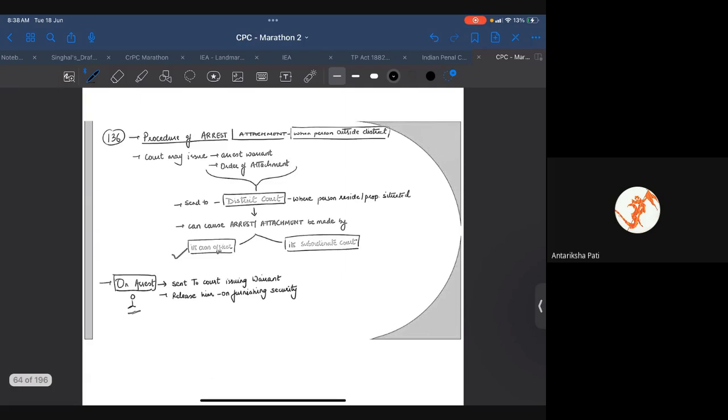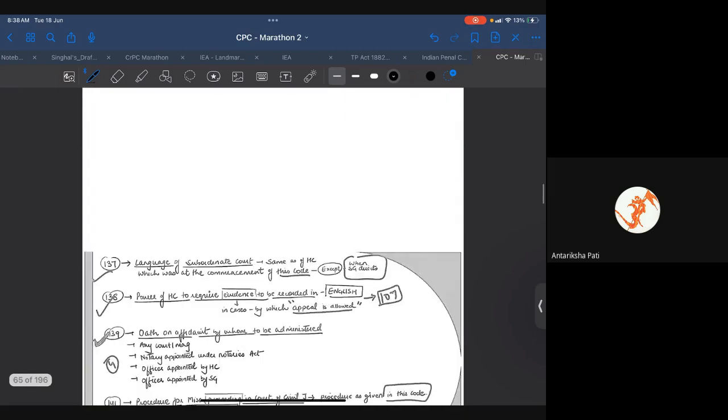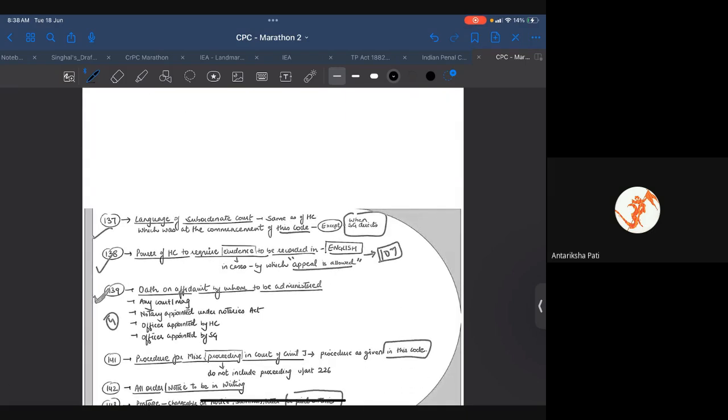On arrest, the person will be sent to the court issuing the warrant, and may be released on furnishing security. Now 137 says the language of the subordinate court will be the same as that of the High Court, which was at the commencement of this code, except when the state government directs. Now the power of the High Court to require evidence to be recorded in English in cases in which appeal is allowed: the High Court can direct that you will have to record in English. 139 is on oath on affidavit, by whom to be administered. Oath can be administered by any court or magistrate, a notary appointed under the Notaries Act, an officer appointed by the High Court, and an officer appointed by the state government. These are the people by whom the oath can be administered.